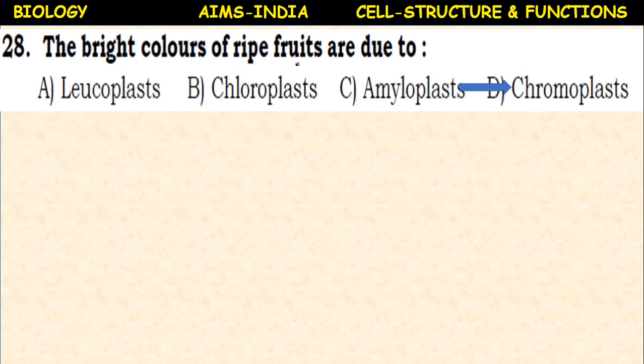Brightly colored parts of the plant. What are the brightly colored parts of the plant? They are flowers and fruits. So flowers and fruits contain chromoplasts, which impart bright color. Indirectly they are helping the plant in pollination, attracting the insects and animals for the dispersal of seeds. Leucoplasts are white plastids, chloroplasts are green color plastids. Amyloplasts means the plastids which store proteins, they are called amyloplasts.